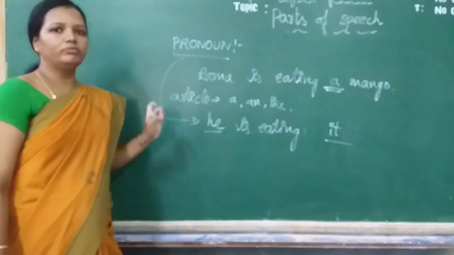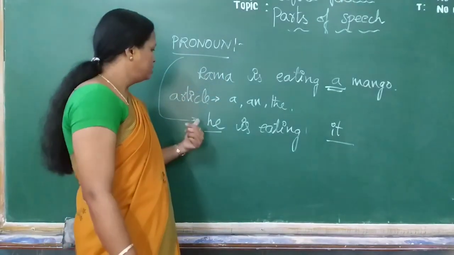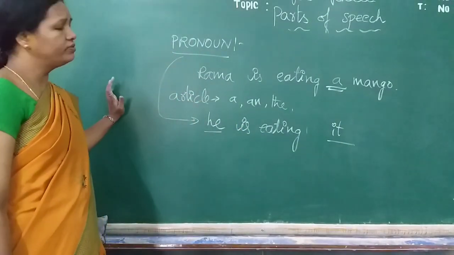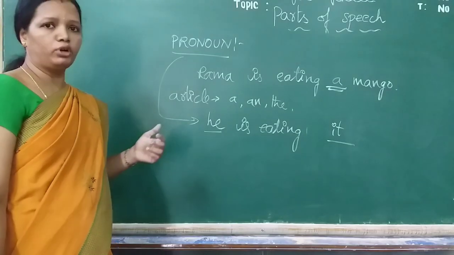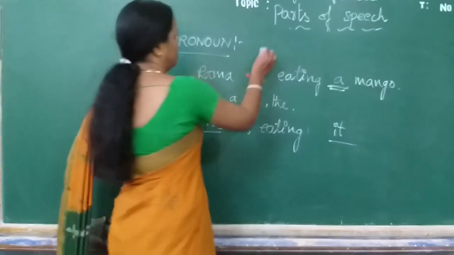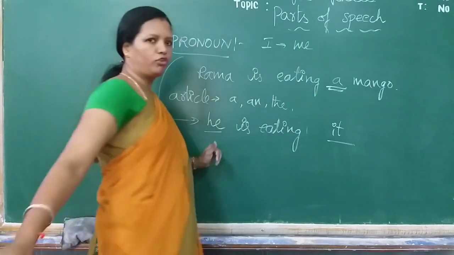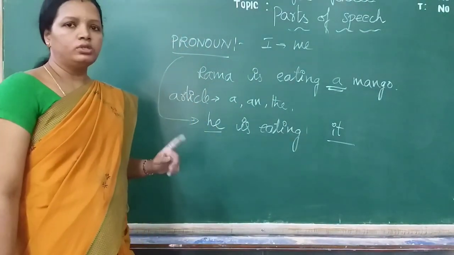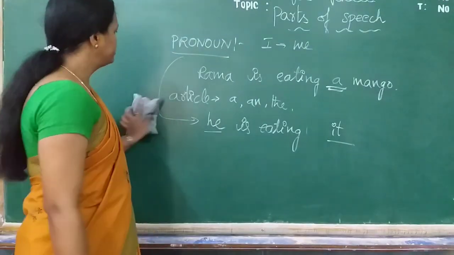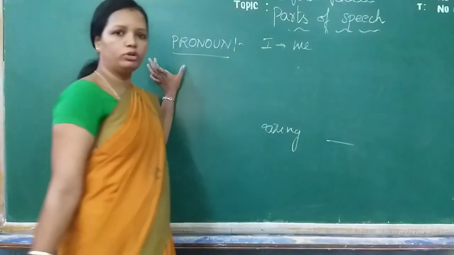The pronouns are the parts of speech which we use instead of a noun. So that is, he is eating it. Is it clear, children? And also in the case of singular and plural, we will be using pronouns. That is, if it is he, she, I: I is singular, we is the plural form of pronoun. So he, she, they, we will use like that. It goes on. Is it clear, children, about pronoun?